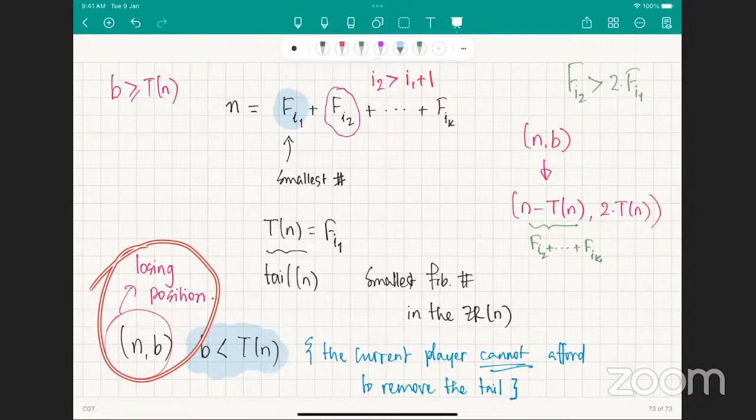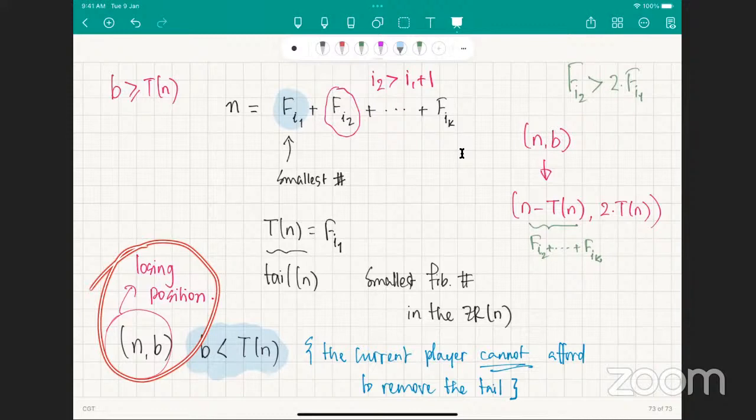Because of this inequality, the current budget here does not allow you to remove the tail, right? So this really is at the heart of the second row based argument for Fibonacci nim. For as long as n can be written as a sum of more than one non-consecutive Fibonacci numbers, get rid of the tail to go to a position where the other player cannot afford to remove the tail. And then there is this back and forth where whatever the other player does, you come back to a situation where you can afford to remove the tail again, and you keep going accordingly, right?